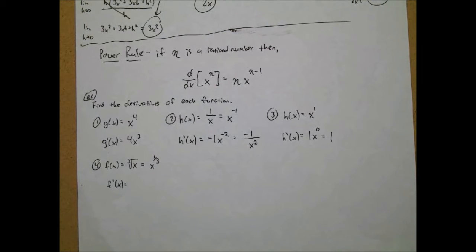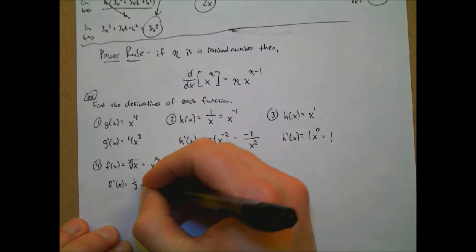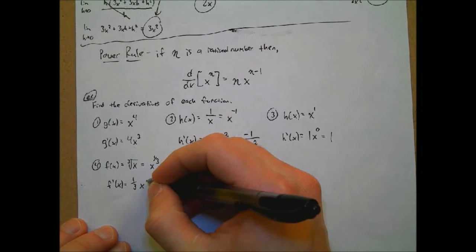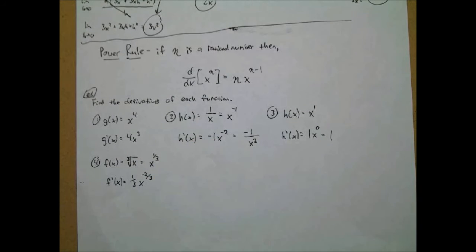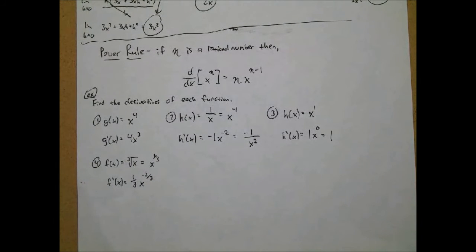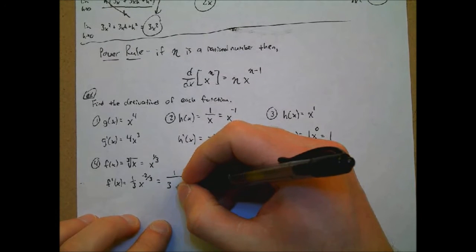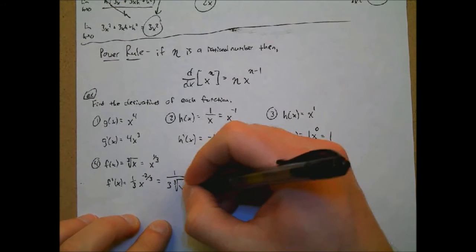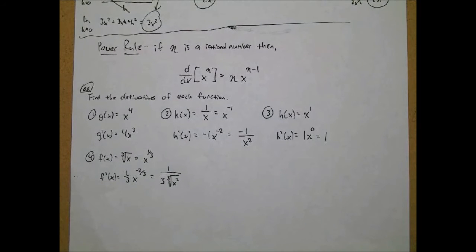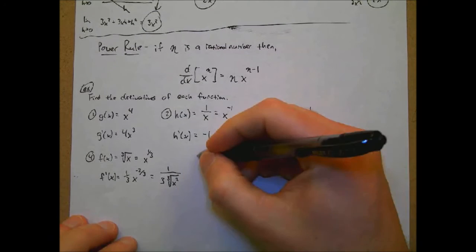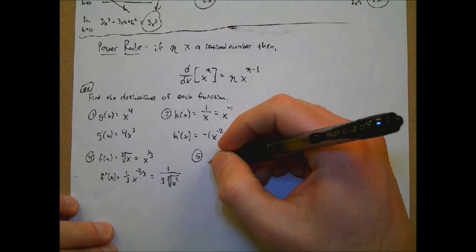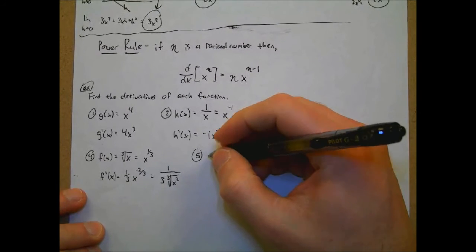And so then its derivative will be 1/3 x to the negative 2/3. 1/3 take away 1 is negative 2/3. Okay, negative 2/3. Or if you like, we could rewrite it as 1/3 cube root of x squared, like that. You want to rewrite it back in terms of roots and things. Okay? All right. One more here, and then we'll move on to a few other things.